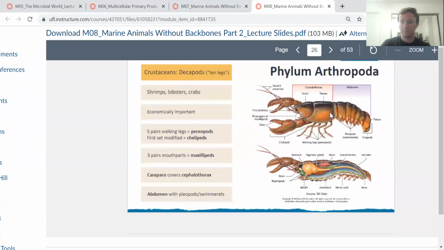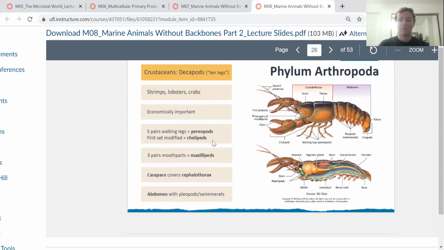The arthropods, now we get into the decapods, which means 10 legs. So these are your lobsters and other organisms like that. Hopefully, you know their economic importance. They're a huge food source. The chelipeds, know that those are those big grasping claws, and those are modified.